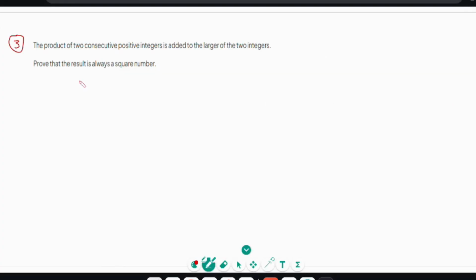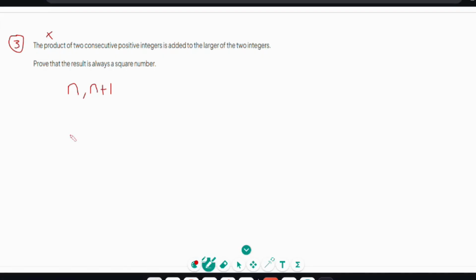The product of two consecutive positive integers is added to the larger of the two integers. Prove that the result is always a square number. The product of two consecutive positive integers. Product means times. So my first integer is going to be n. The next consecutive integer would be n plus 1.